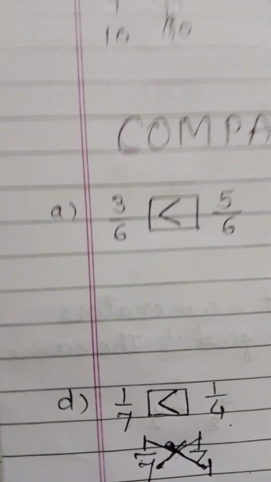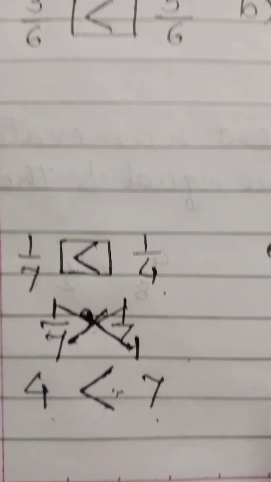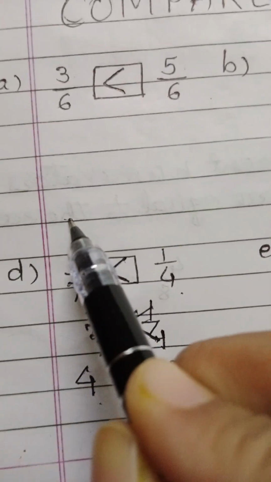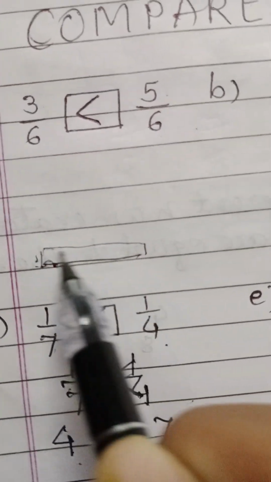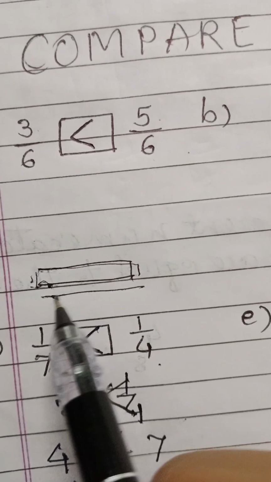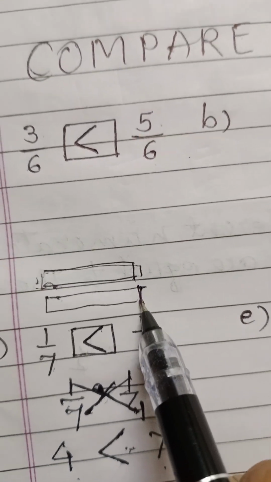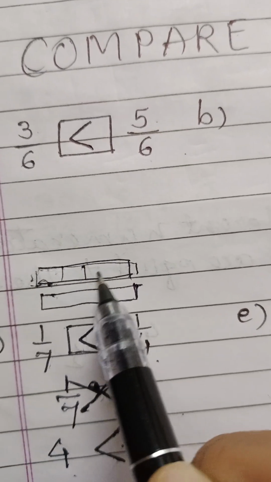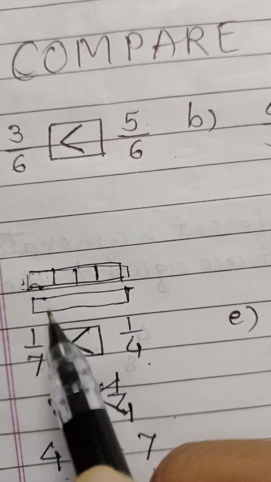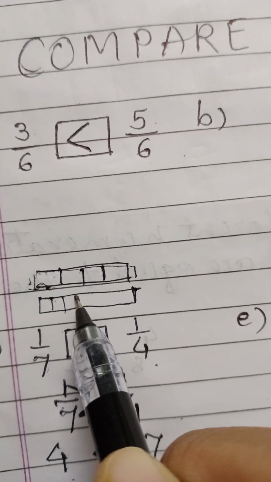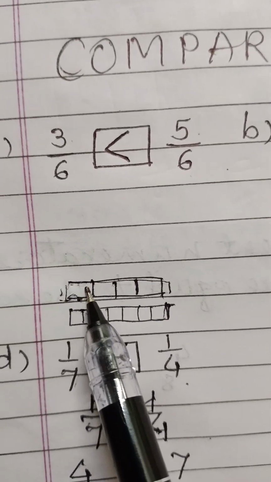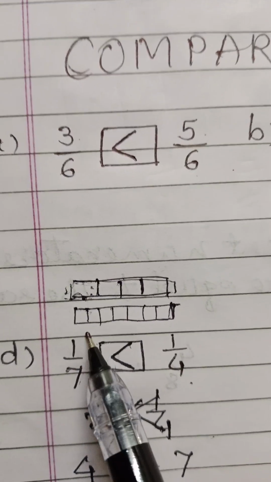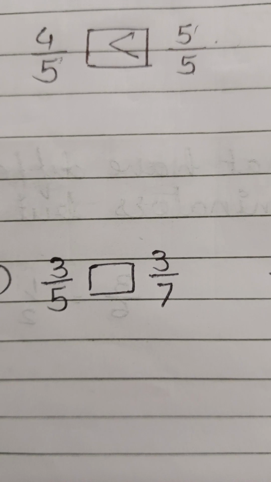Okay, if you don't understand this, you can also draw it and find it out. Draw two same rectangles, divide one rectangle into 4 parts, and divide the same portion of the other into 7 parts. So you will come to know that 1 upon 4 is a bigger portion than 1 upon 7, right? Same way, let's see one more example.